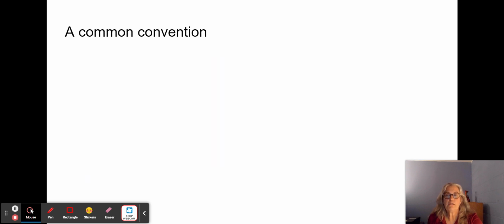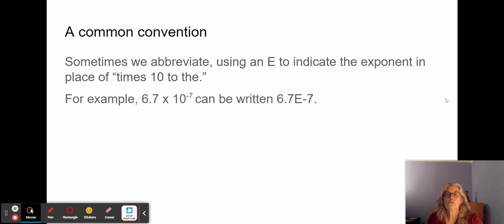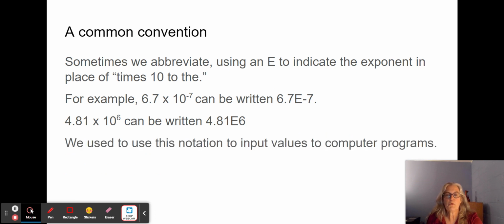So a common convention, sometimes we abbreviate. We just use the letter E to indicate the exponent in place of times 10 to the. So for example, 6.7 times 10 to the minus 7 can be written 6.7e minus 7. This is useful when it comes to entering things in the calculator to think of it this way. 4.81 times 10 to the 6 can be written as 4.81e6, an exponent of 6. That means times 10 to the 6th.